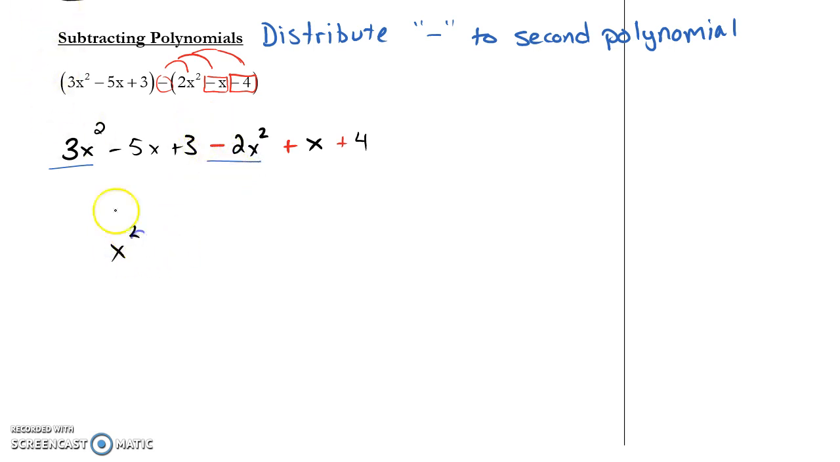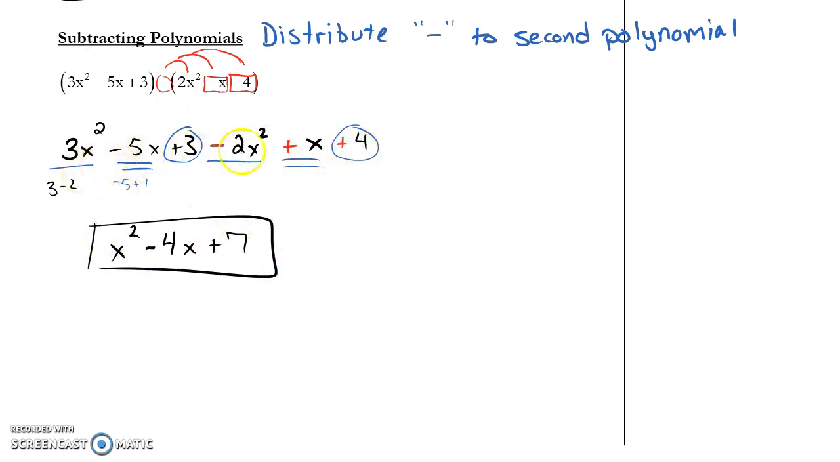That's my x squared term. I have a 3 minus 2 is a 1. I can write the 1 here or not. It doesn't matter. Minus 5x plus x. That's a minus 5 and a plus 1. With my x term, negative 5 plus 1 is minus 4x. And finally, I have a plus 3 and a plus 4. Plus 3 plus 4 is plus 7.